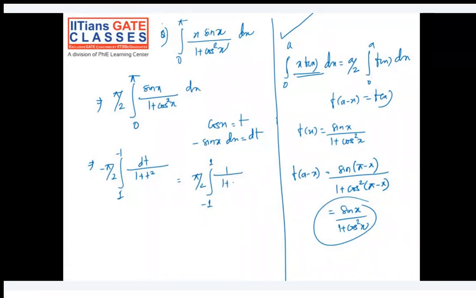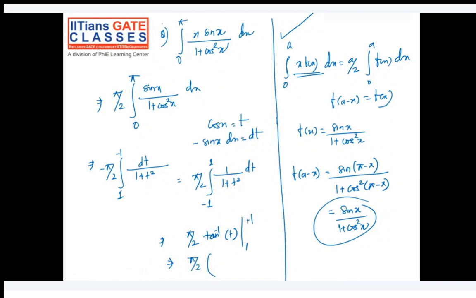And this is tan inverse of t. Pi by 2 is as it is outside, and the limit is 1 to minus 1. So pi by 2 as it is. Tan inverse of 1 is pi by 4. Minus tan inverse of minus 1 is minus minus pi by 4, so minus minus will become plus. Pi by 4 plus pi by 4 is 2 pi by 4, which is pi by 2. And pi by 2 multiplied by pi by 2 is pi square by 4. Okay. That's why the answer is pi square by 4.